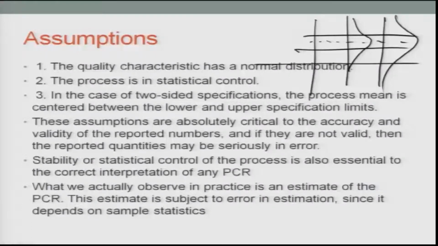So these assumptions are absolutely critical to the accuracy and the validity of the reported numbers, and if they are not valid, then the reported quantities may be seriously in error. So stability or statistical control of the process is also essential to have a correct interpretation of the PCR. What we actually observe in practice is an estimate of the probability, the ratios which we are talking about. The estimate is subject to error in estimation, since it depends on the sample statistic.